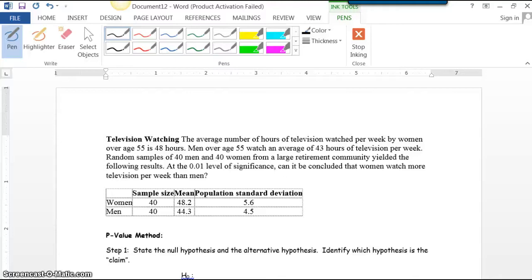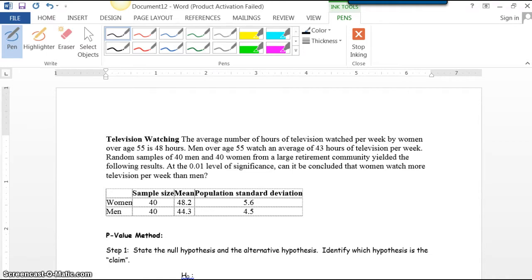We are using the p-value method to conduct a hypothesis test about the difference between two means. It says the average number of hours of television watched per week by women over age 55 is 48 hours, and for men over 55 they watch an average of 43 hours of TV a week. Random samples of 40 men and 40 women from a large retirement community gave the following results, and you can see the results in the table.